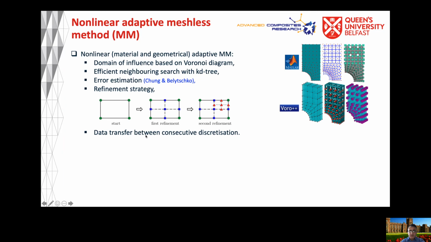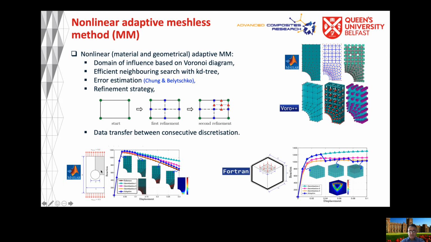These are some of the novel contributions from my side, including domain of influence, which was based on the Voronoi diagram. I use efficient neighboring search with a KD tree. And we also need an error estimation procedure for adaptive analysis, so I use the procedure from Chung and Belichko. And then I also developed this refinement strategy, as you can see in this figure. In 2D, I developed everything in MATLAB from scratch. And in 3D, I use MATLAB as a programming language.